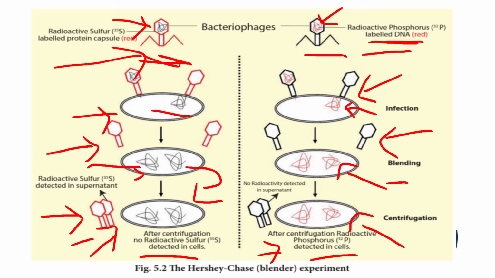So only the phosphorus-labeled radioactive isotope phage material is released from the infected bacteria. So this proves that DNA is the only genetic material, not the protein. So listen students, if they ask this question, you draw this diagram and you explain according to this itself. So you get 5 marks.